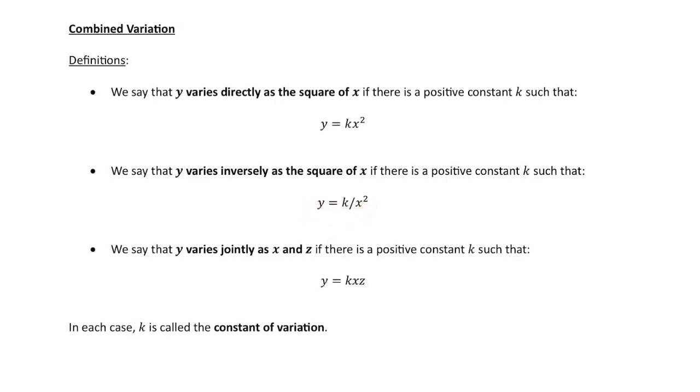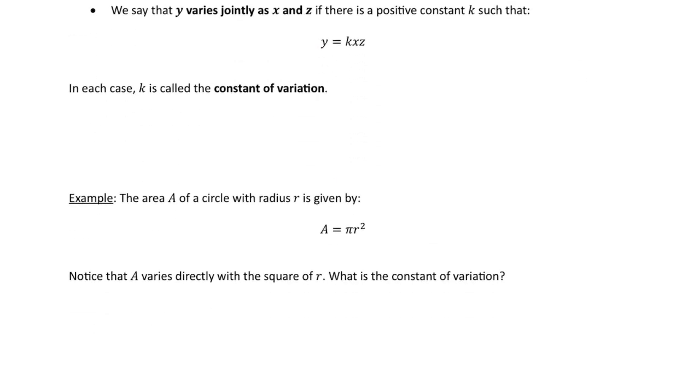We say that y varies inversely as the square of x if y equals k over x squared. And we say that y varies jointly as x and z, so notice here we have three variables, y, x, and z, if there's a positive constant k such that y equals kxz. Okay, that's joint variation. Now in each case, the k is called the constant of variation. So let's look at an example.